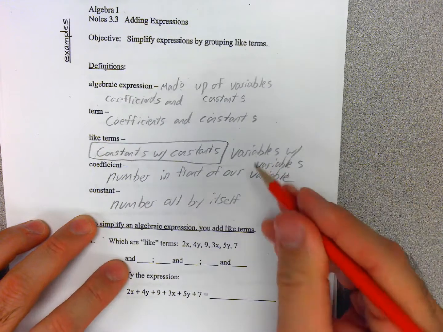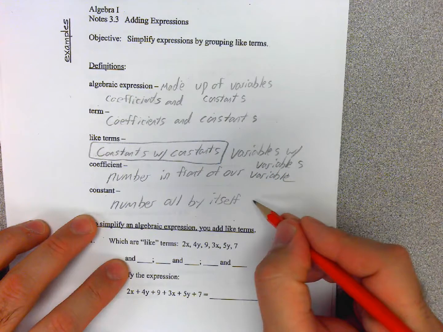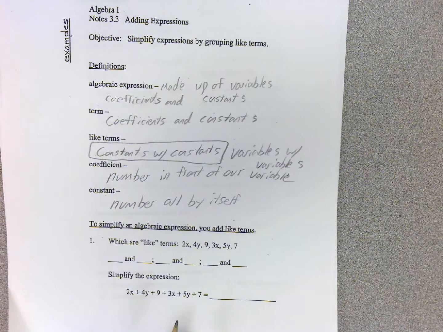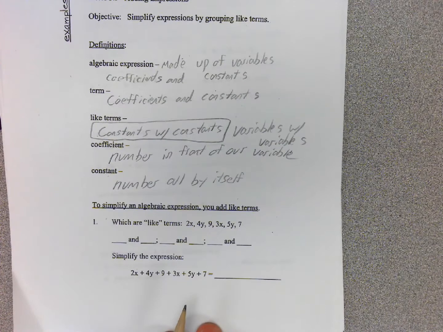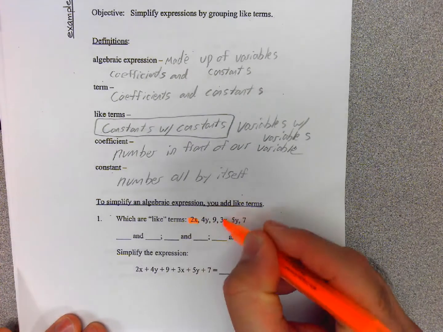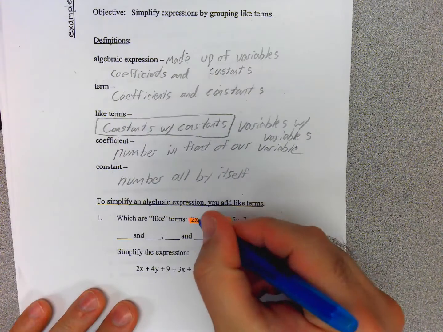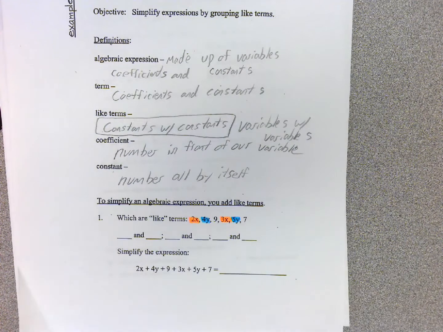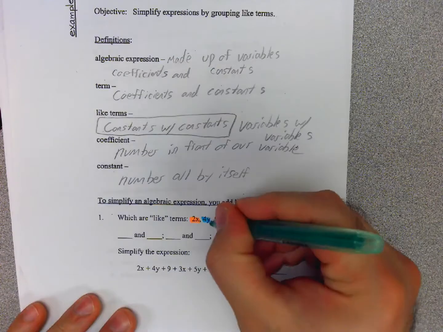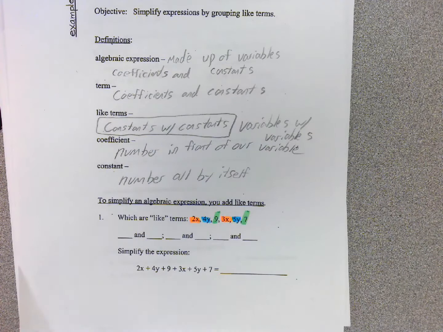Separated by a plus or minus sign, right? So there we go. Just a quickie little introduction of what we talked about on our notes. Now, which are the like terms? Throughout our practice, we're going to be highlighting our like terms: x's with the x's, y's with the y's, numbers with the numbers, and that's combining like terms, all right?